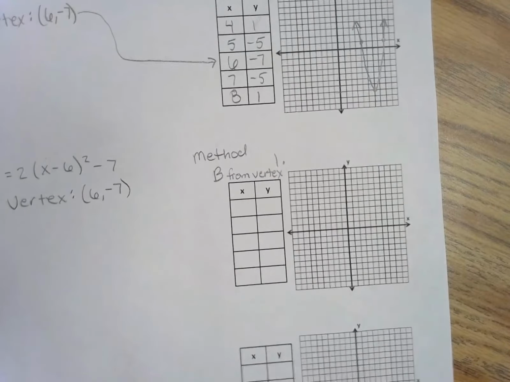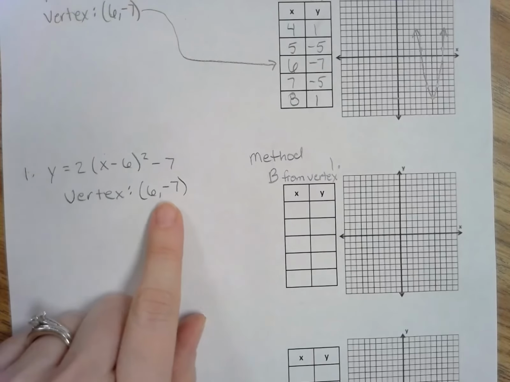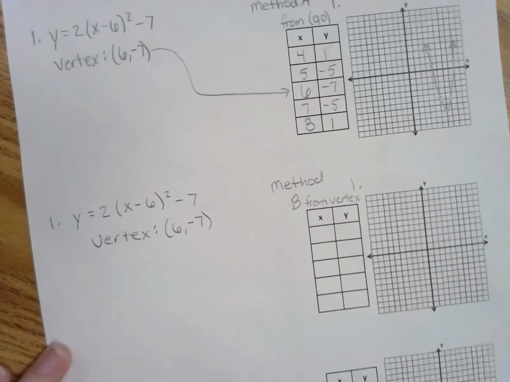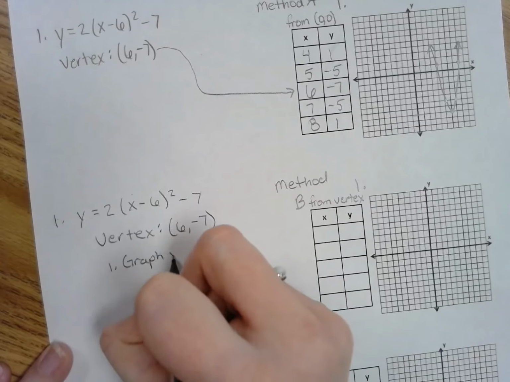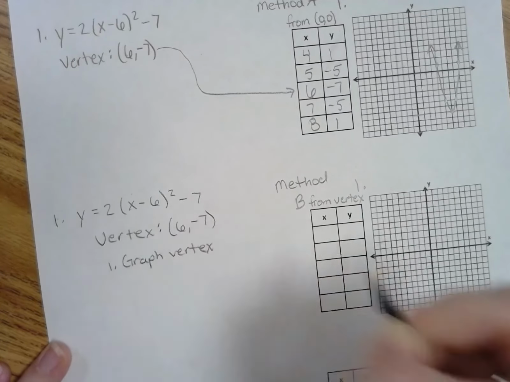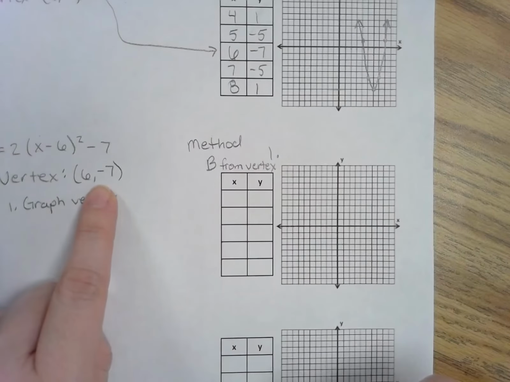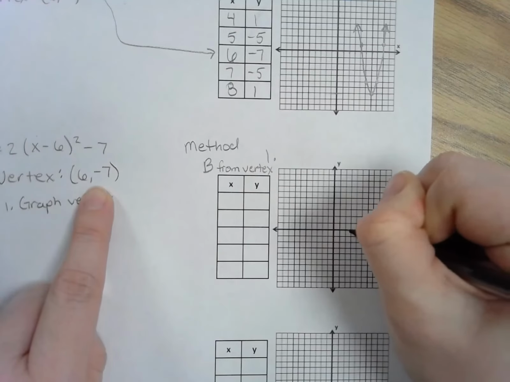So how we would do that is we would first start with graphing the vertex first. So graph the vertex. So go ahead and plot the point 6, negative 7.